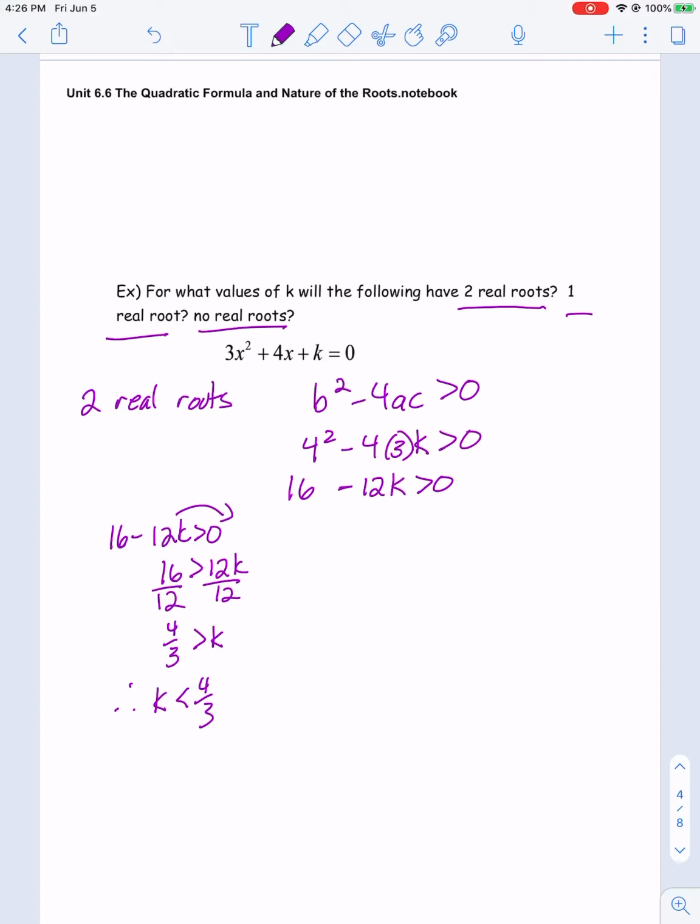Okay, now what happens if I bring the 16 over to the other side? 16 minus 12k is greater than 0. Minus 12k is greater than minus 16. Watch what happens. I divide by negative 12. K is greater than 4/3. Wait, that's not what this said. This is k is greater, this is k is less. There's something wrong with that.